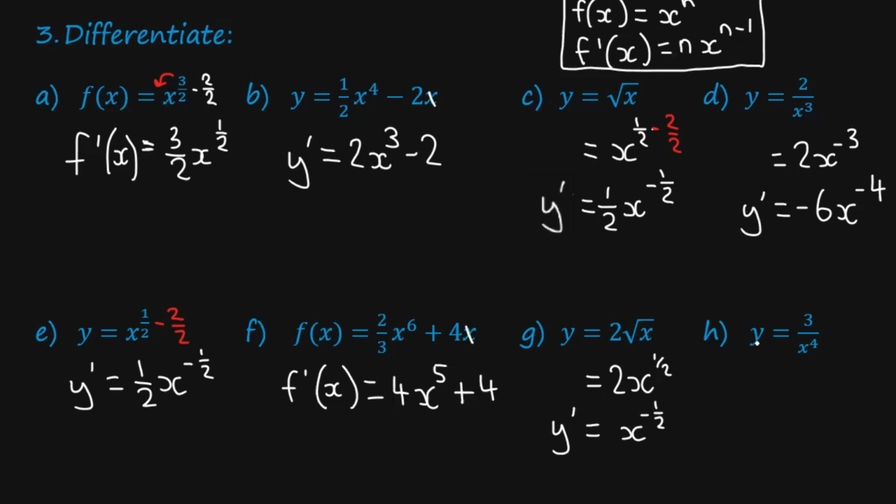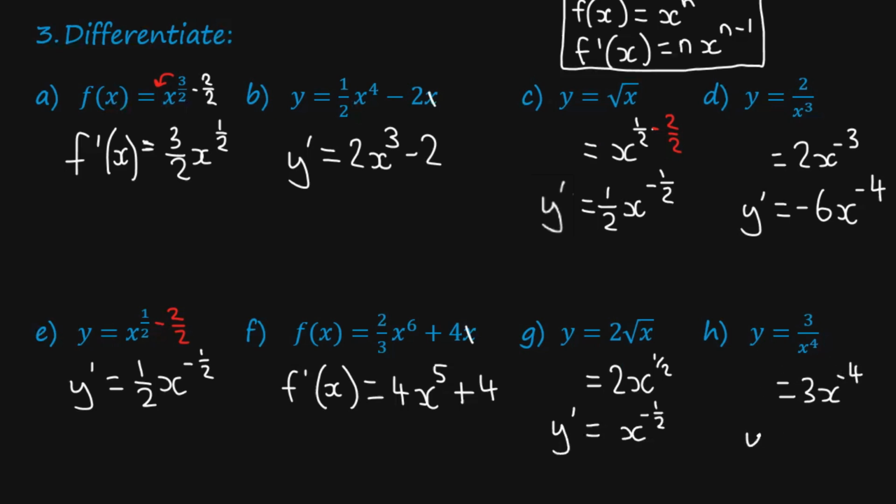And last one, y equals 3 over x to the power of 4. And here we can do that additional step where we'll rewrite it as a numerator. Okay, so we're going to take that denominator and turn it into a numerator. And to do that, we just have to write the power as a negative. So it's going to be 3x to the power of negative 4.